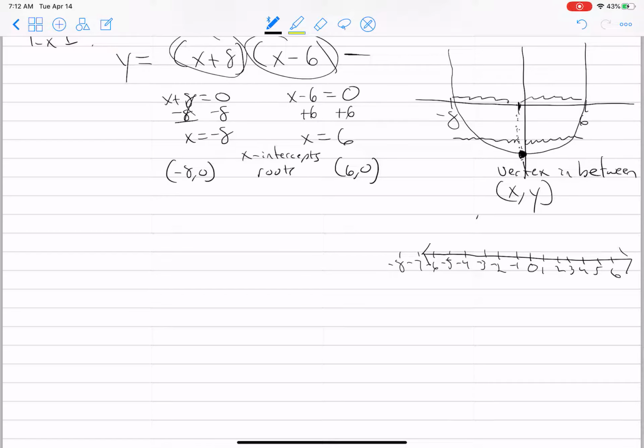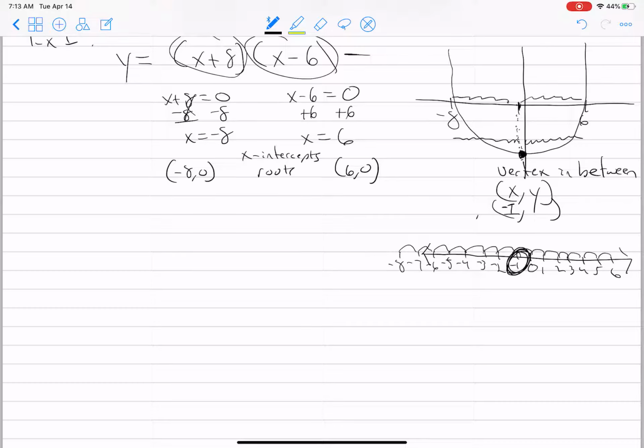I'm going to find what's right in the middle of these. 1, 1. 2, 2. 3, 3. 4, 4. 5, 5. 6, 6. 7, 7. There's my middle point, -1. I could do that every time. So I found out that my x value, because again, this is on the x-axis of this vertex, is -1.